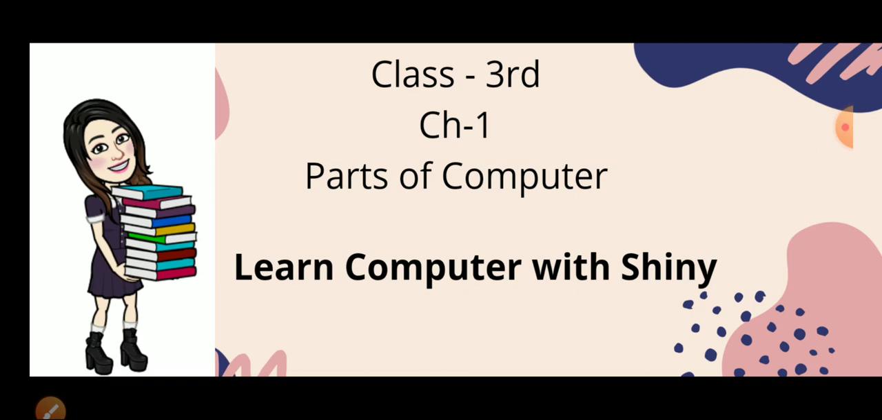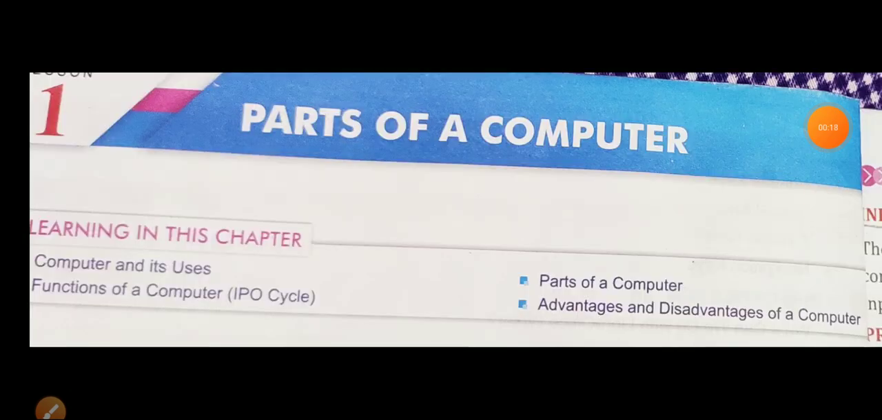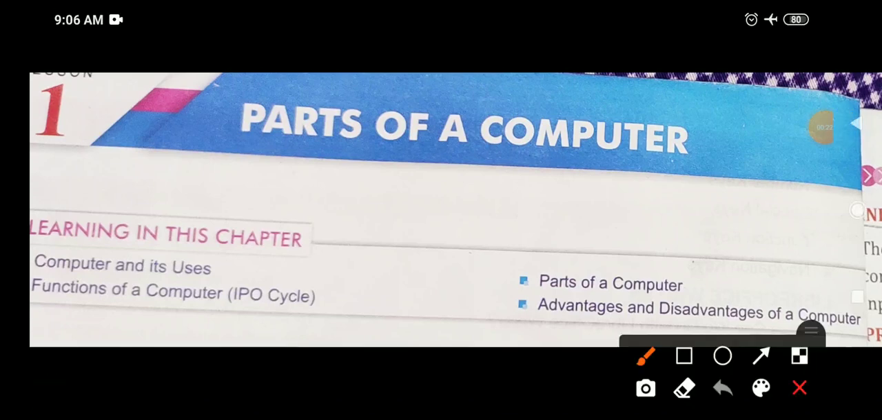Today we are going to start chapter number 1 of your computer book. The name of the chapter is Parts of Computer. In this chapter we will read about computer and its uses, functions of a computer, IPO cycle, parts of computer, and advantages and disadvantages of computer.